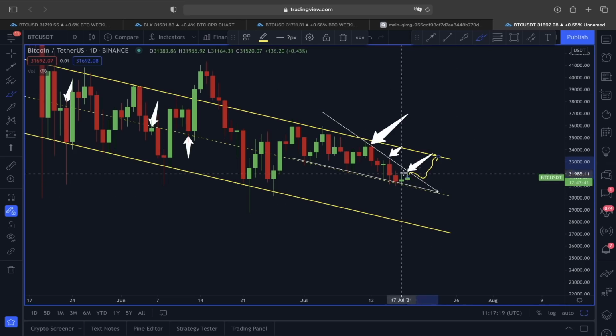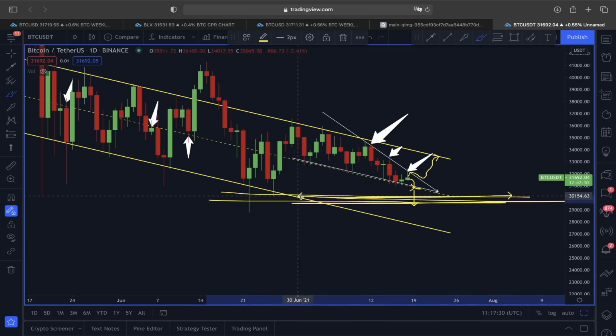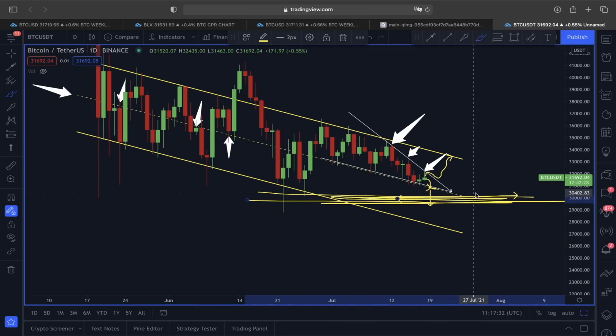So let's see how this one is going to play out, because breaking this line here, the central line, and also the lower line of this falling wedge, could trigger another pullback type of scenario that could bring us again back towards this 30,000 price range. So these are some of the scenarios I thought of sharing with you in today's episode.